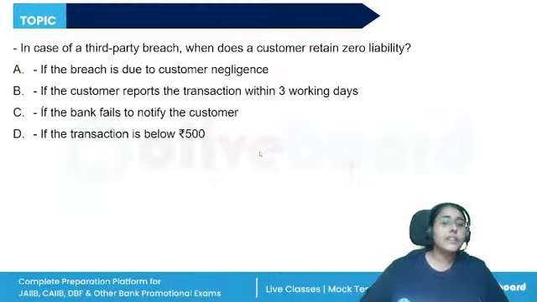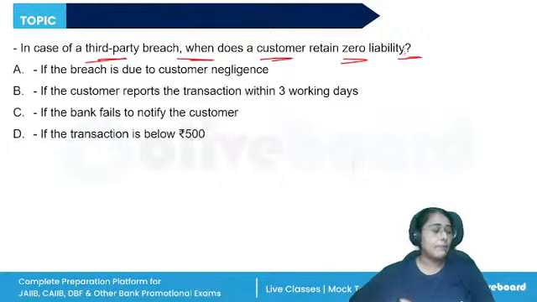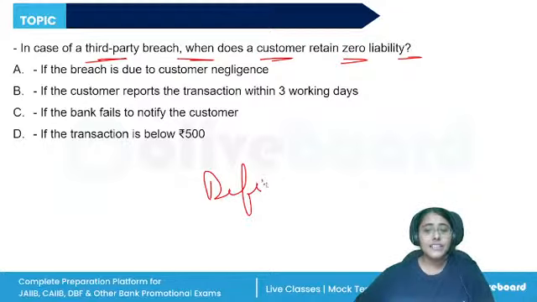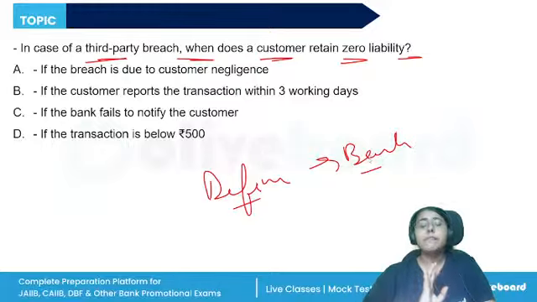In the case of a third party breach, when does a customer retain zero liability? When there is an unauthorized transaction, zero liability of the customer will be when there's a third party breach or the contributory fraud or negligence or deficiency on the part of the bank. When there is a deficiency on the part of the bank, it doesn't matter whether the customer makes the complaint or not, there will be zero liability.